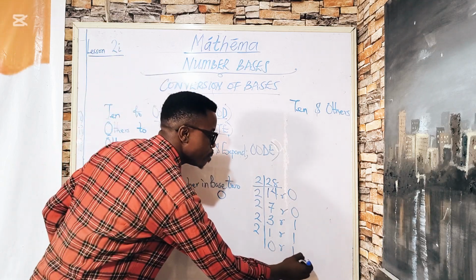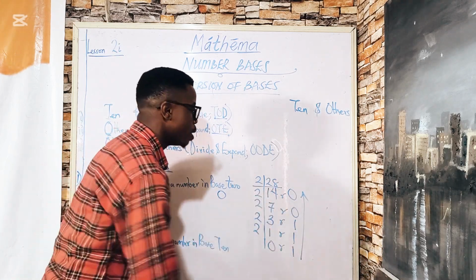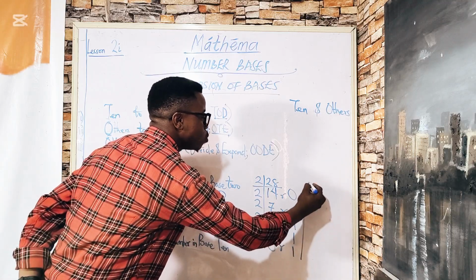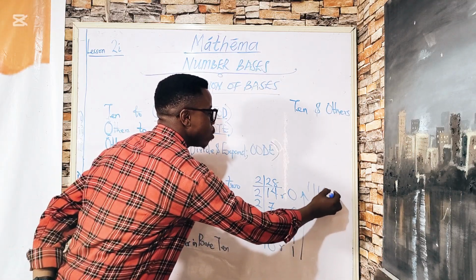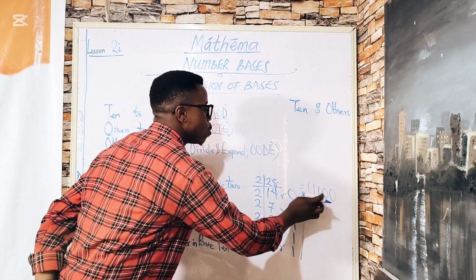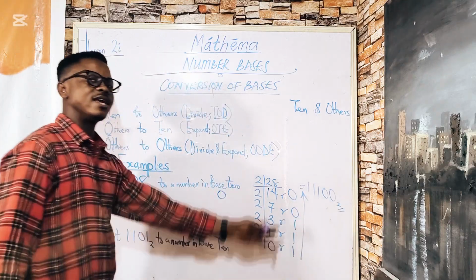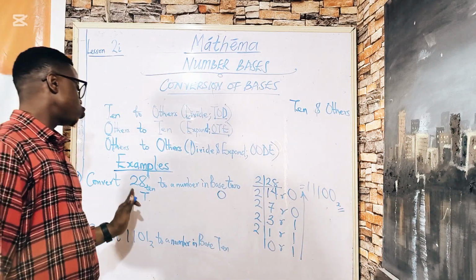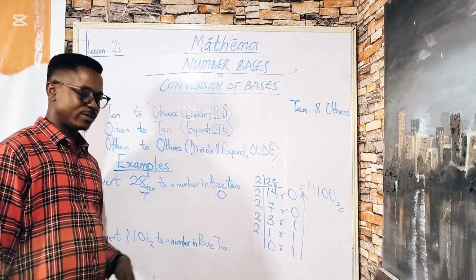So we come from the bottom to the top. We write from the bottom to the top. So how do we do that? The first number is 1, second one 1, third one 1, 0, 0. This is our answer: 1, 1, 1, 0, 0 in base 2. This is the answer, and we converted 28 in base 10 to a number in base 2.